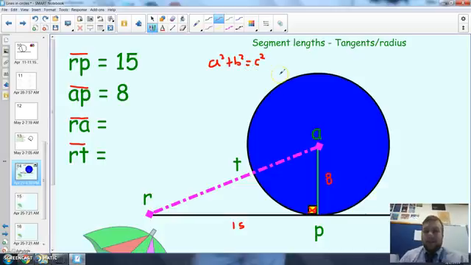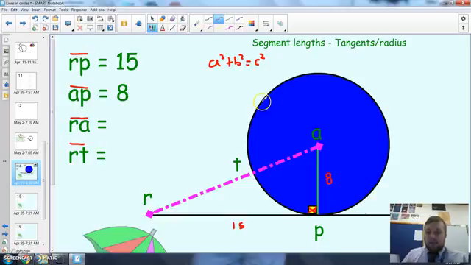Alright, it just sounds like cuss words, doesn't it? You're an a squared. No, you're an a squared. You're a b squared. You c squared. I don't know.